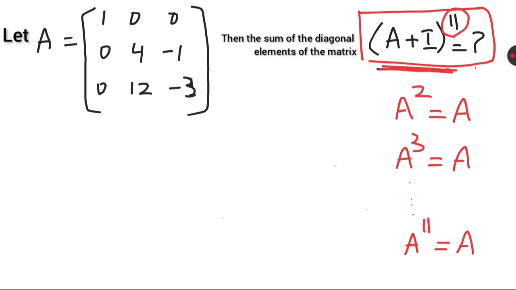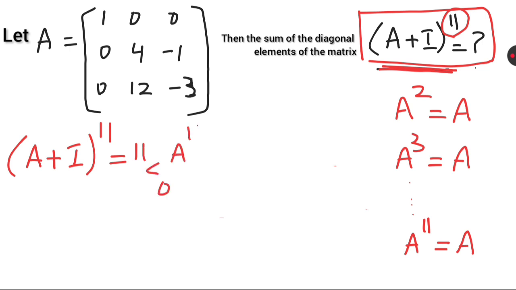Now take the given (A plus I) whole raised to the power of 11. Let's use the binomial theorem here and write the terms. So what we get: 11c0 A raised to the power of 11 times I raised to the power of 0. I raised to the power of 0 is nothing but 1, and A raised to the power of 11 is nothing but A. So instead of A raised to the power of 11, we can simply write A.